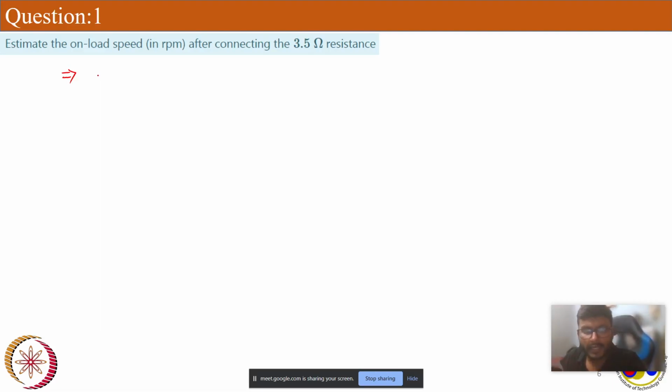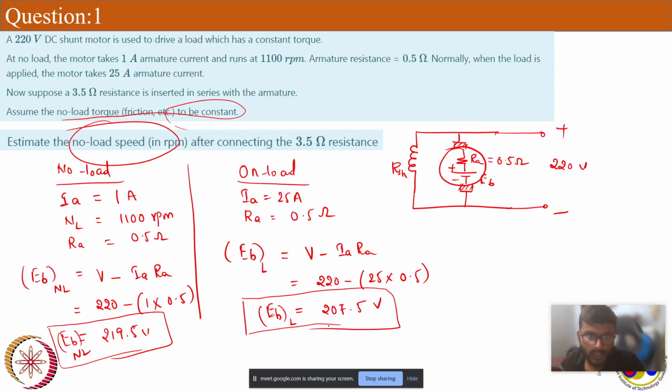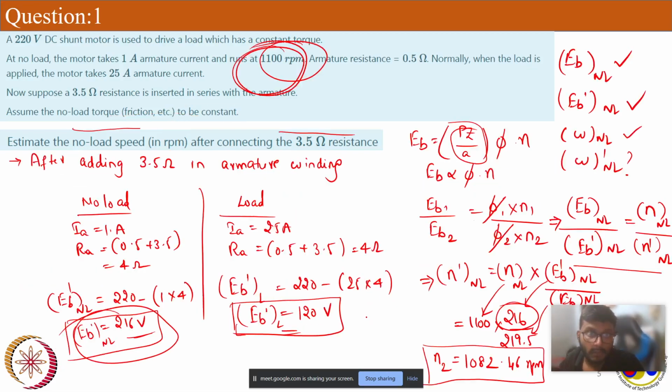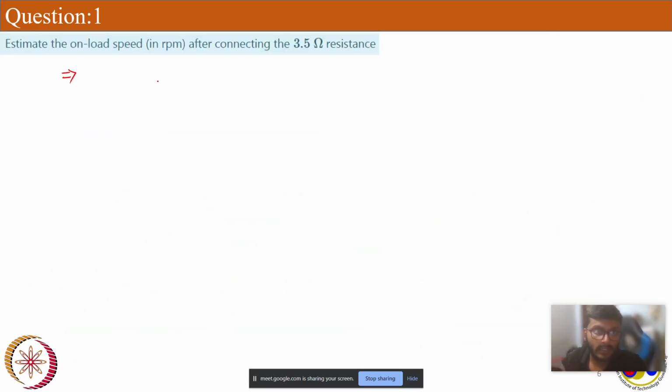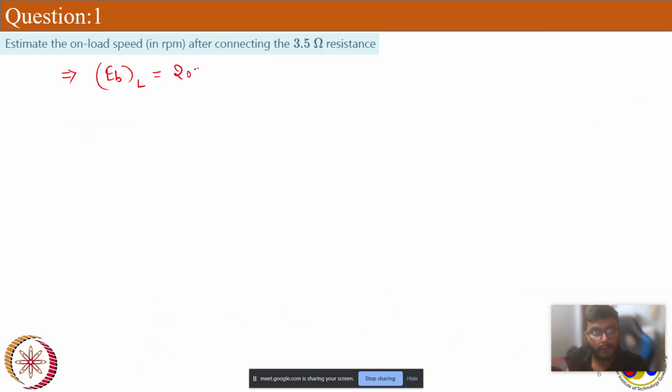Loaded condition, we already calculated everything, no? Yeah, we know 120 volts is the loaded condition, and EBL, when my armature resistance is 0.5, is 207.5 volts. Do I know the load speed in this? N load? No, I don't know. It was not given. I was given only the no load speed.